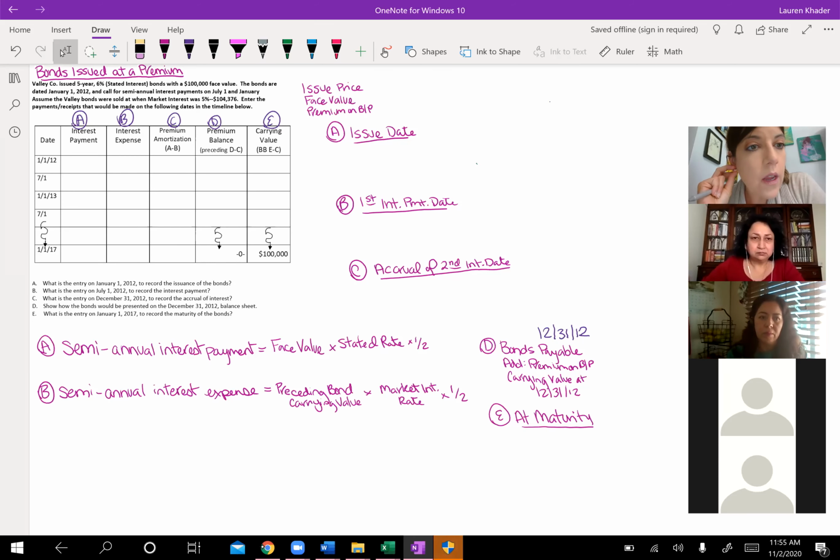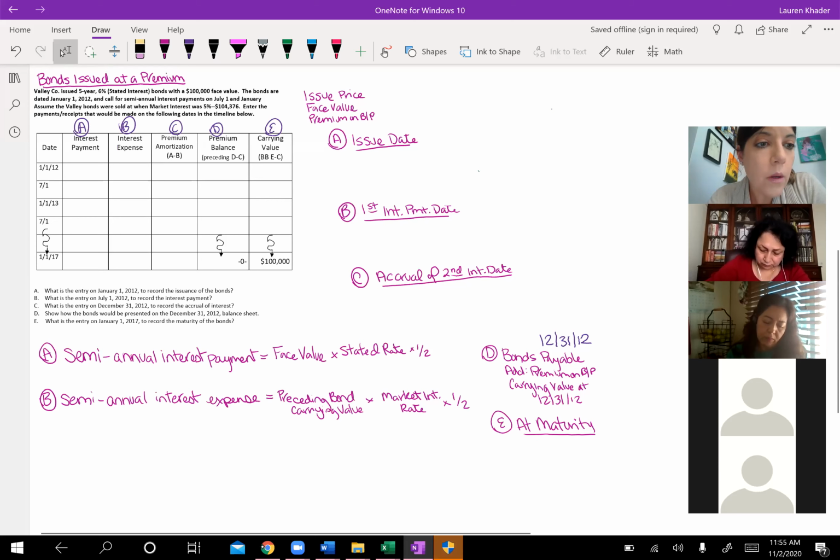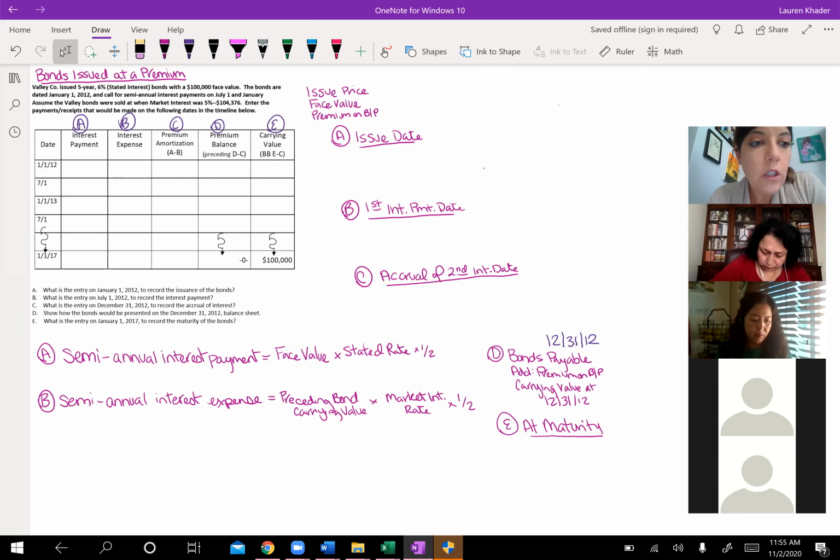Okay, so here's the premium problem again. Just do the first 3 dates. Don't worry about the rest of it. Do exactly what we just went through. They do give you the issue price. I'm not going to give you quite as much time as you had for the discounted bonds because I don't think you need it. Because now it's fresh in your mind. So go through this and complete the amortization schedule and then go through the same journal entries that they're asking you for.